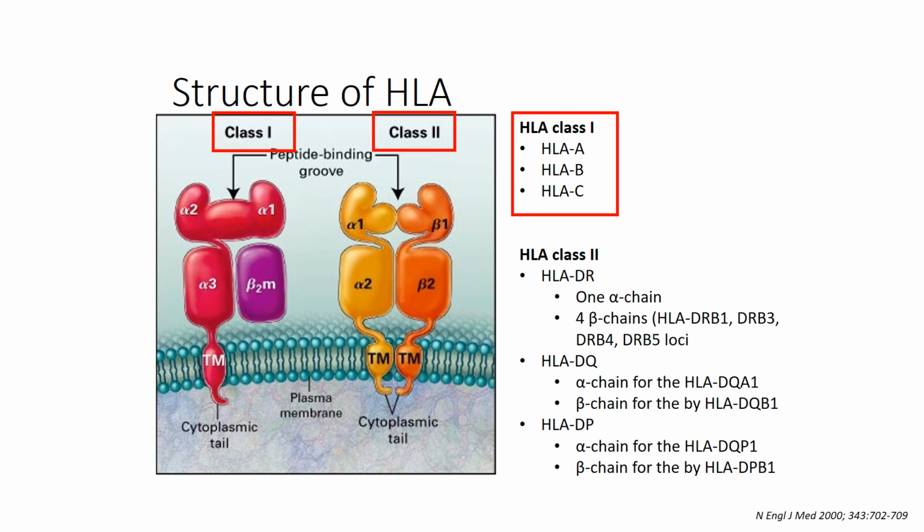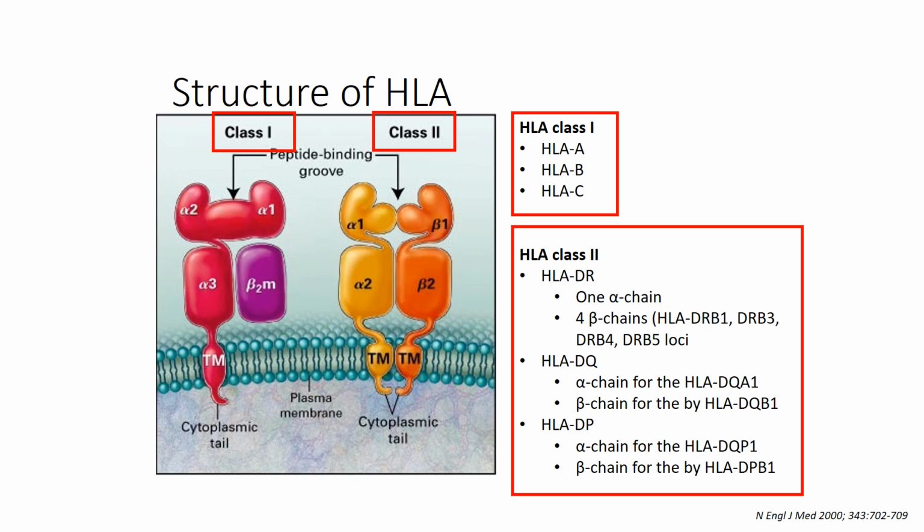HLA class 2 is a little bit different. It's formed of two polypeptide chains of equal size that are encoded by two different genes, the alpha and the beta. The most common of the HLA class 2 are HLA-DR, HLA-DP, and HLA-DQ. So basically anything which starts with a D is considered a class 2.